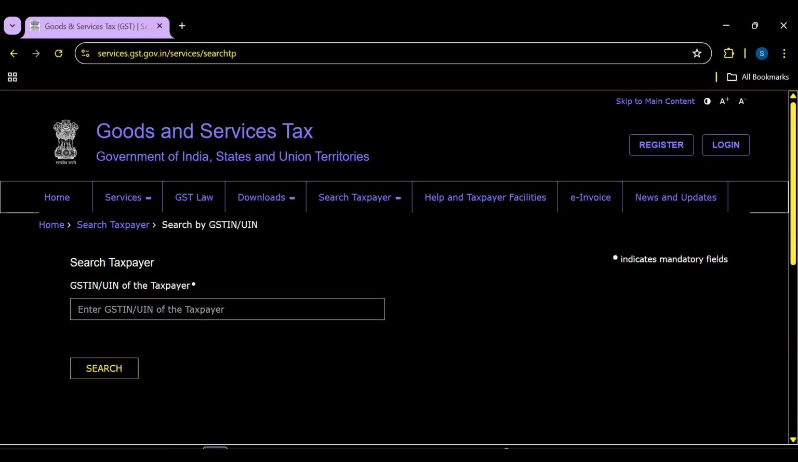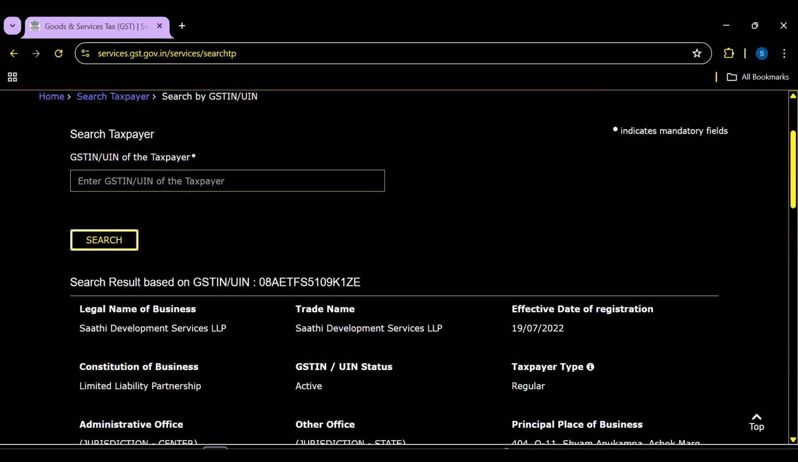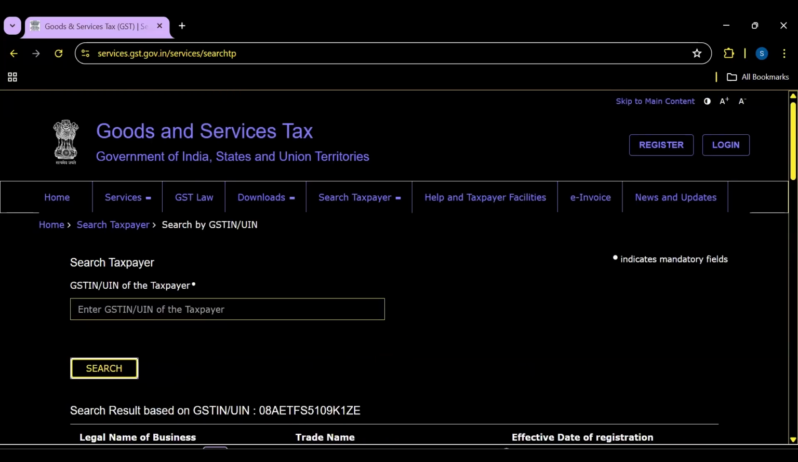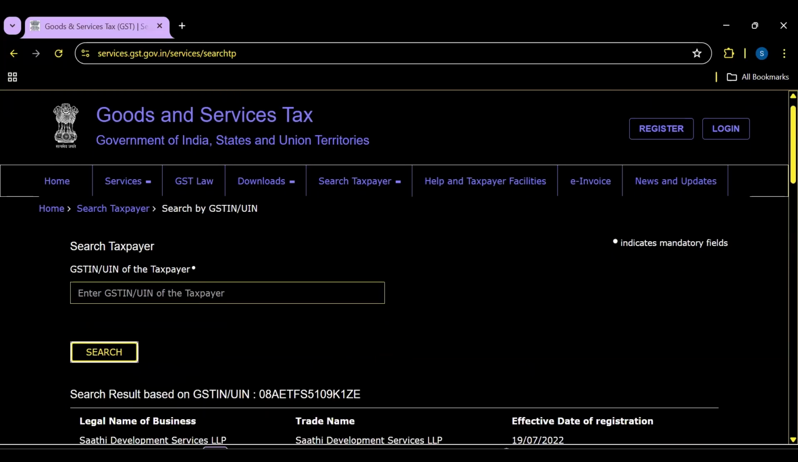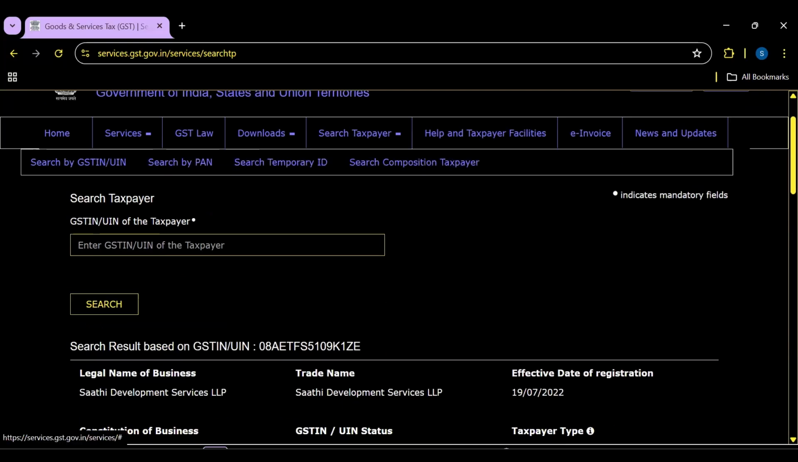Sorry, I didn't mean to show this to you, but why I'm trying to show this is just to help you to understand. Just hang on. I think you can see this. So I have tried to search the taxpayer through the search by GSTN, and we have got into this.